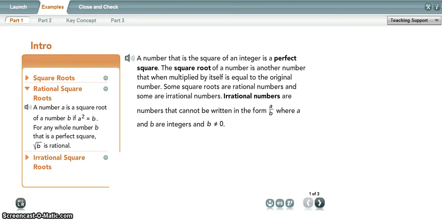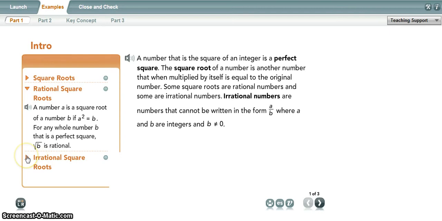So what this is saying is that a number like 4 would be a rational square root because you can multiply 2 times 2, or 2 squared, to get 4. Therefore, the square root of 4 would be 2. Another example would be 9. Again, you can do 3 times 3, or 3 squared, to get 9, so the square root of 9 would be 3. And those would be examples of rational square roots.